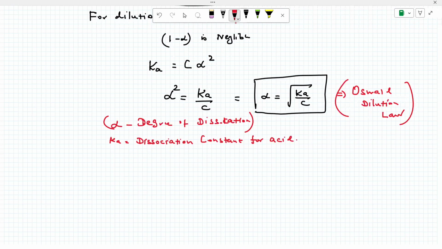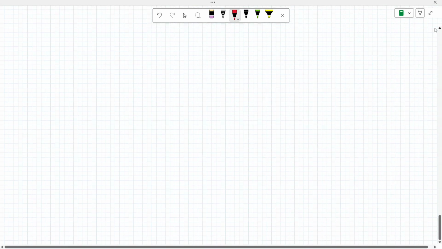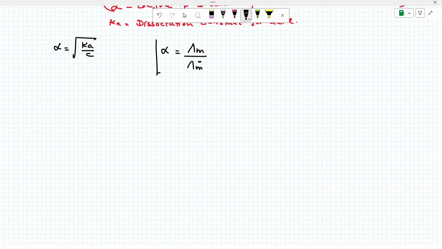Okay, now see one more important formula, the alpha based formula. What is one more important formula we can use to find alpha? Alpha is equal to square root of K by C. And one more formula: alpha is equal to lambda m by lambda m naught. What is the formula? Lambda m by lambda m naught.